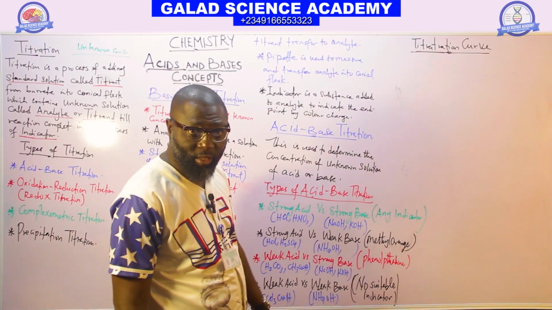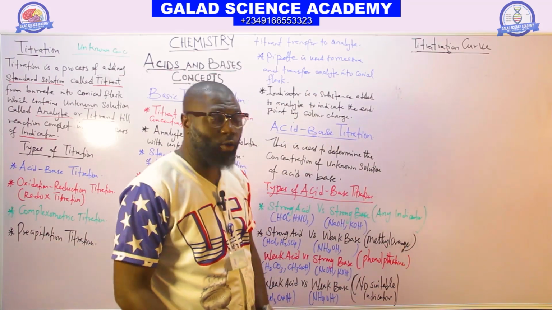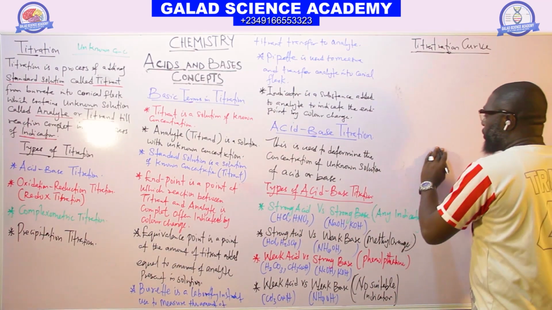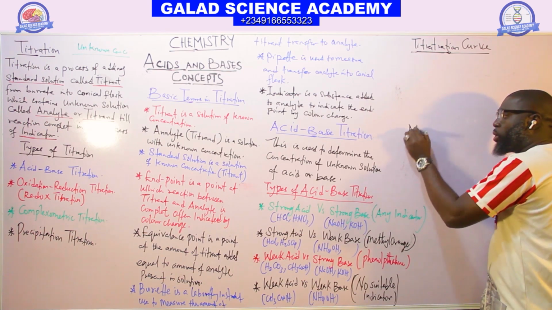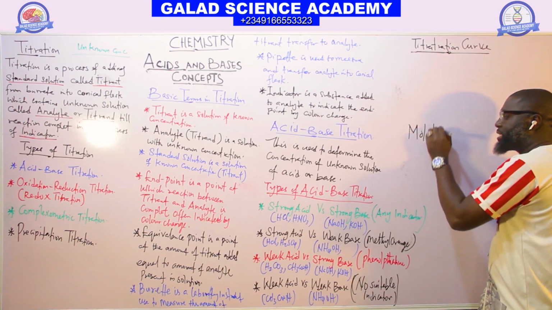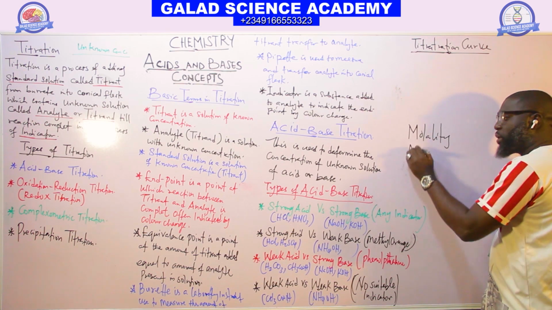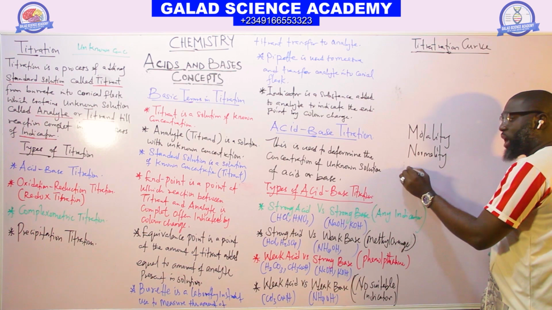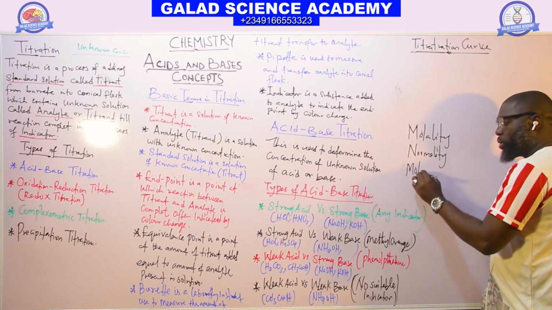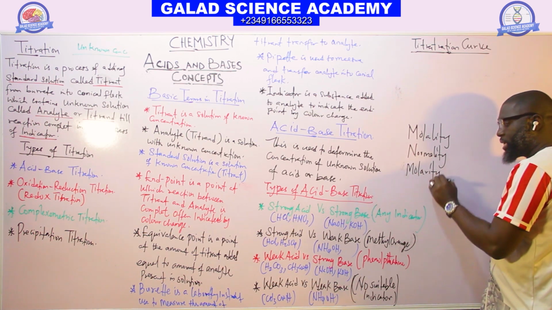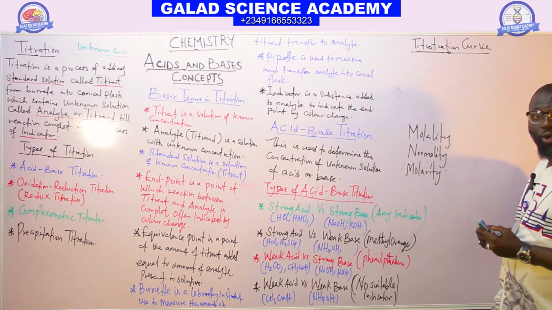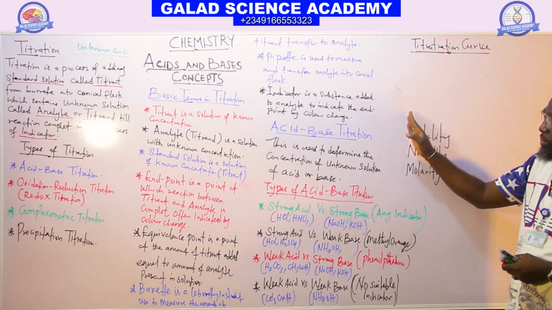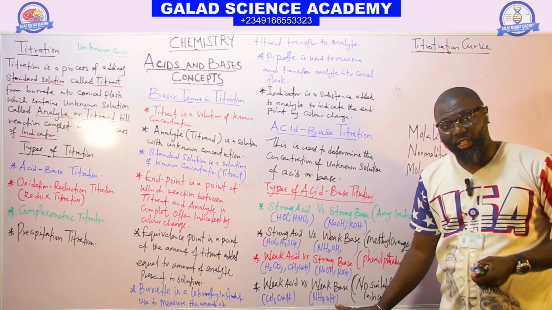And if you want me to do video lectures on acid-base titration calculation, how to calculate, we have what we call molality, we have normality, and we have molarity. All these things we use to calculate on acid-base titration.